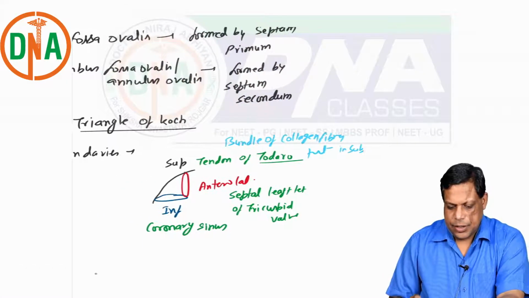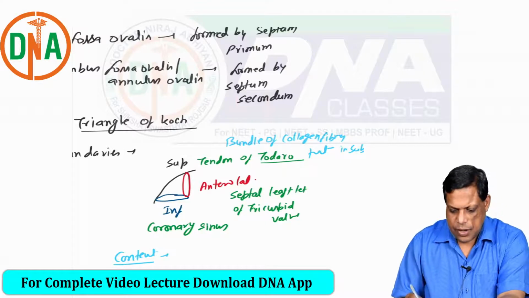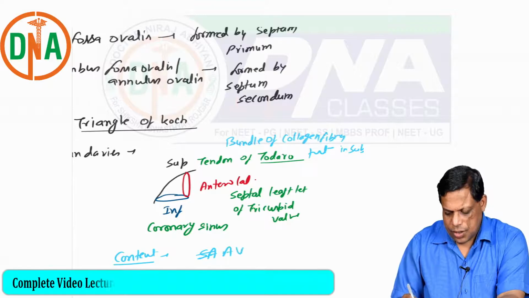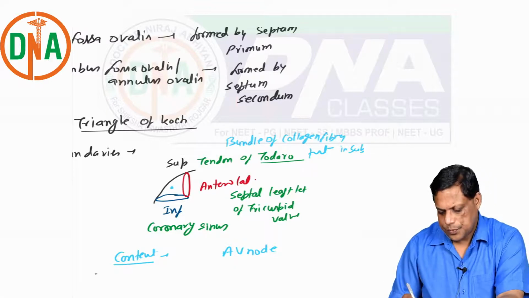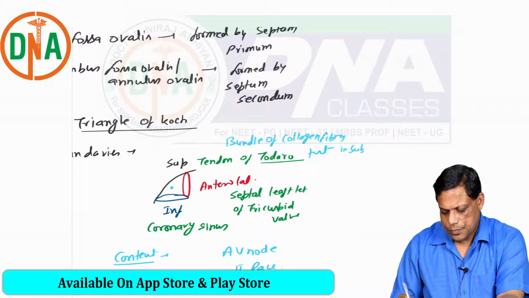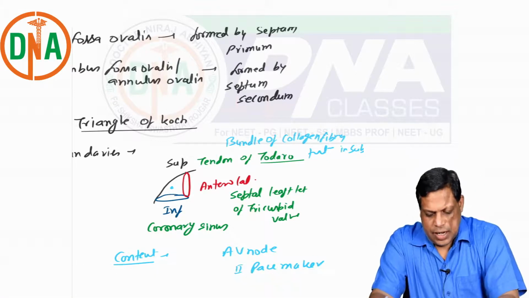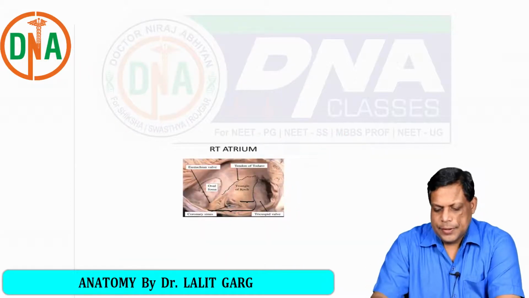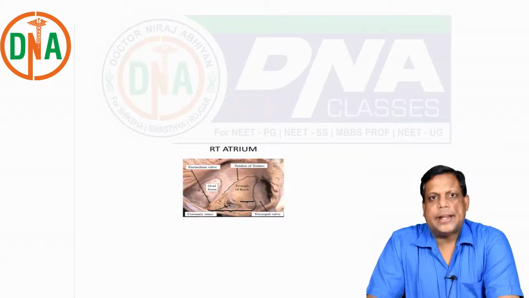Now, what is the content of this triangle of Koch? The content of the triangle of Koch is the AV node, the second pacemaker of the heart. So these are the features of the right atrium. So friends, as you have seen, we have discussed the features of the right atrium.